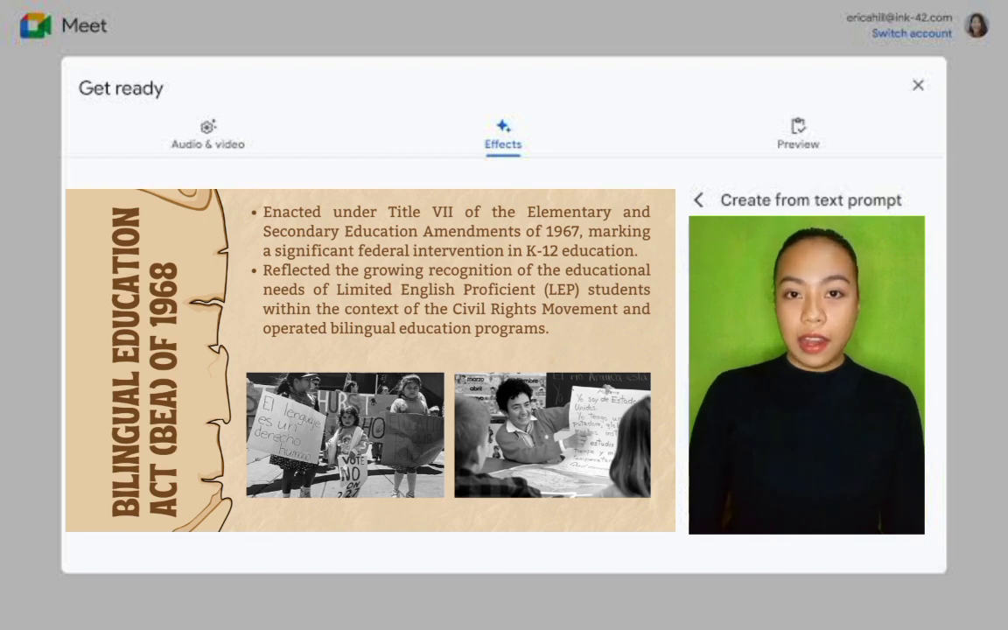The Bilingual Education Act of 1968, also known as BEA, under Title VII of the Elementary and Secondary Education Amendment of 1967, marked a significant federal intervention in K-12 education. It also reflected the growing recognition of the educational needs of limited English proficient, also known as LEP, students within the context of the civil rights movements, and operated bilingual education programs.